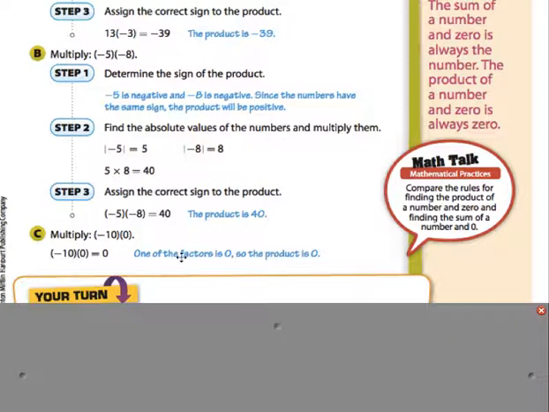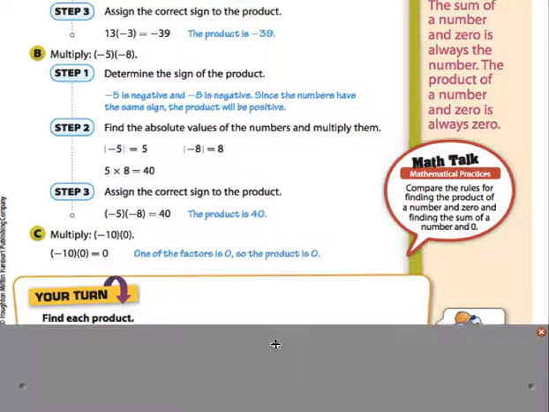All right, C, multiplying negative 10 and 0. Negative 10 times 0 equals 0. One of the factors is 0, so the product is 0. So anything times 0, you know you're going to end up getting 0. That rule still applies.